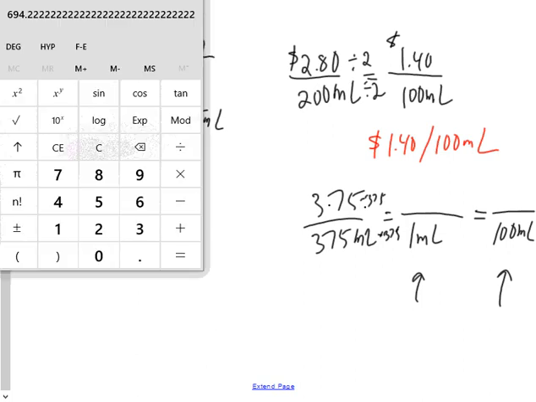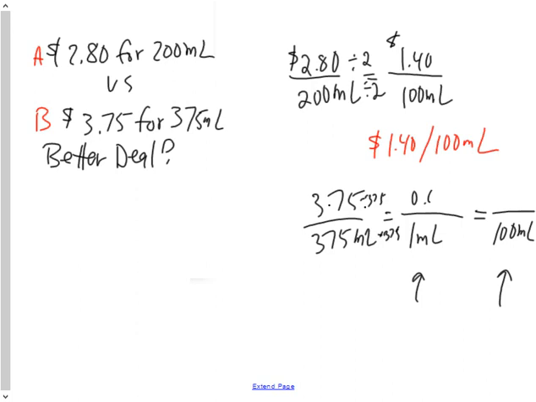The only problem is when I take $3.75 and divide it by 375, I get 0.01. Now that means it was 1 penny for each milliliter. And therefore, for 100 milliliters of that, it would be $1. So the second one was $1 for that same amount, 100 milliliters.